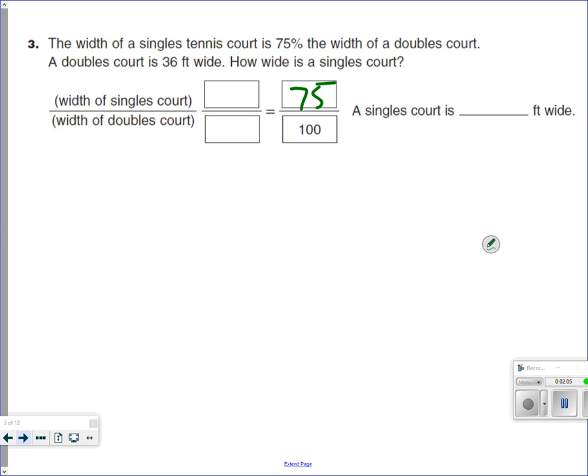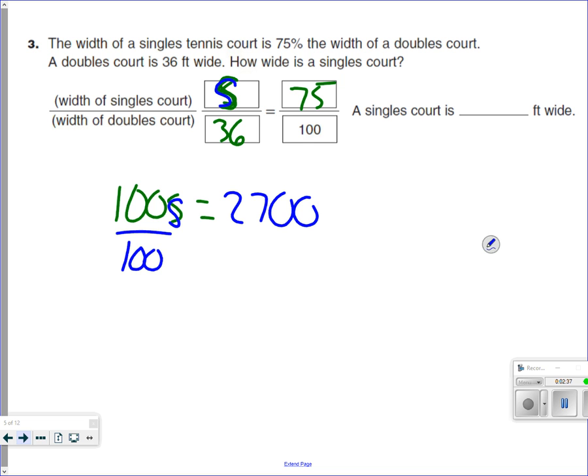And we want to know what the width is of a singles court. So the width of a doubles court is 36. We've got to try and find out what the singles court is. This is an S, by the way, not a 5, okay? So if I do cross multiplication, I have 100S equals, I really need to change the color here so we're not confused. 100S equals 36 times 75, which gives me 2,700. Divide by 100 to get rid of it, so I'm left with S by itself. Dividing 2,700 by 100, I get 27 feet for an answer.